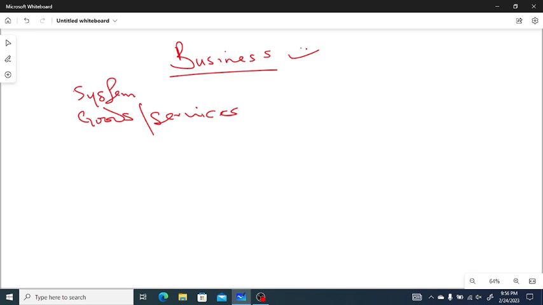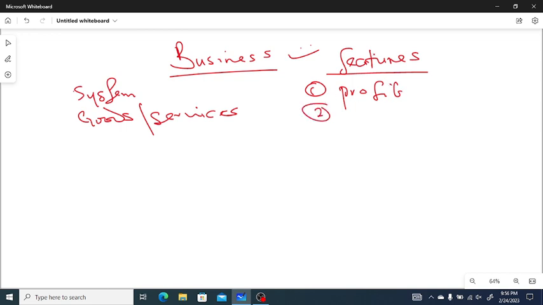Then we are going to look at some features of business. One, business exists to make profits. Number two, businesses make profit by supplying goods or services to others. This is supply of goods or services.